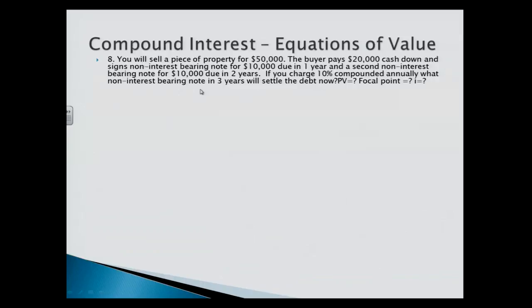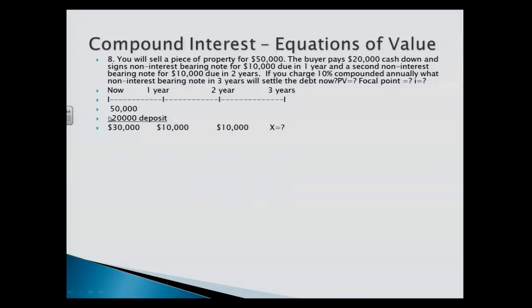Well, the first thing we do: we buy it for $50,000 and we pay down $20,000. So to calculate our present value, we owe $30,000 right now. We said we are going to sign a non-interest-bearing note for $10,000, so that means we owe $10,000 in 1 year. And in a second year, we're going to pay another $10,000. If you charge 10% compounded annually, what will your last payment be? It will not be $10,000 because you've accumulated interest for 3 years that you owe them. So it's going to be more than $10,000.